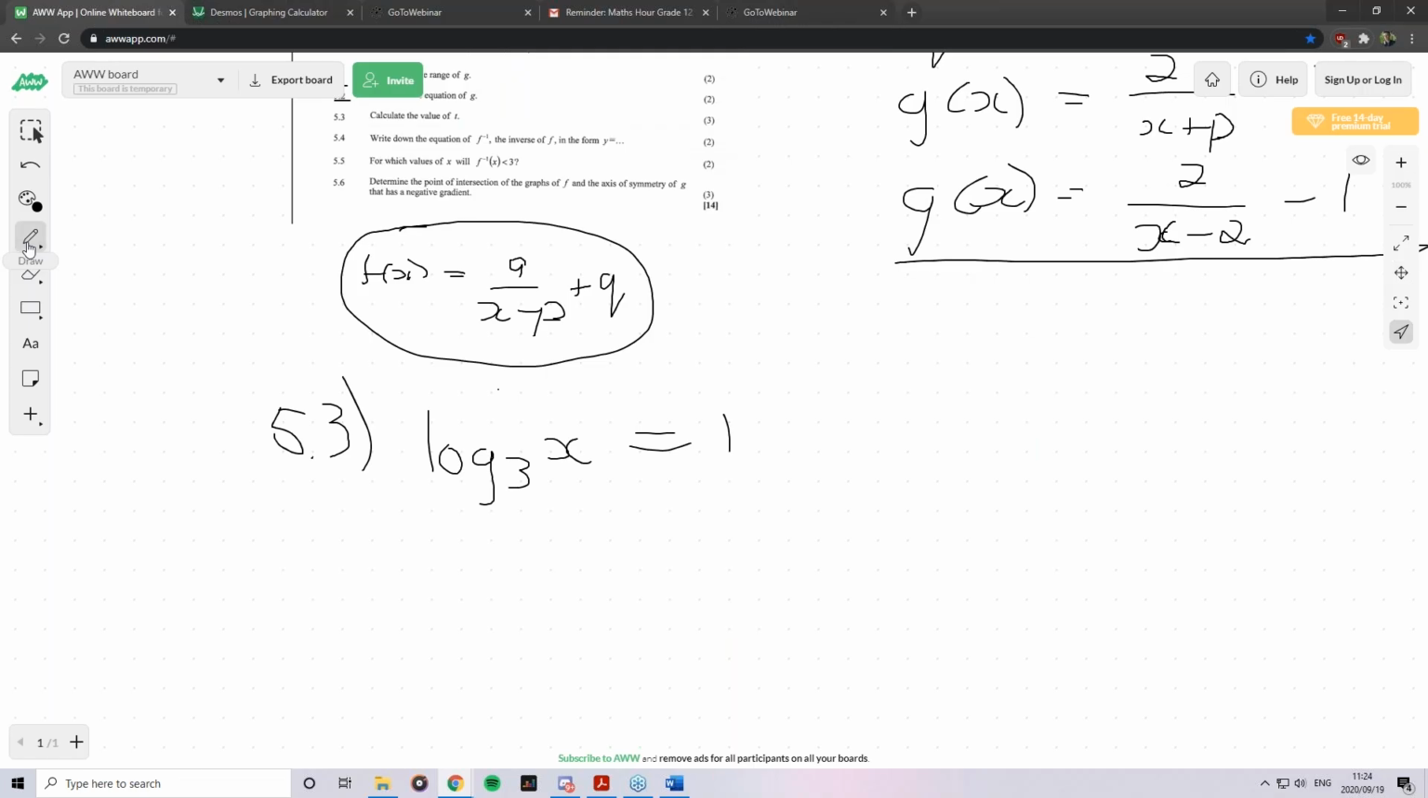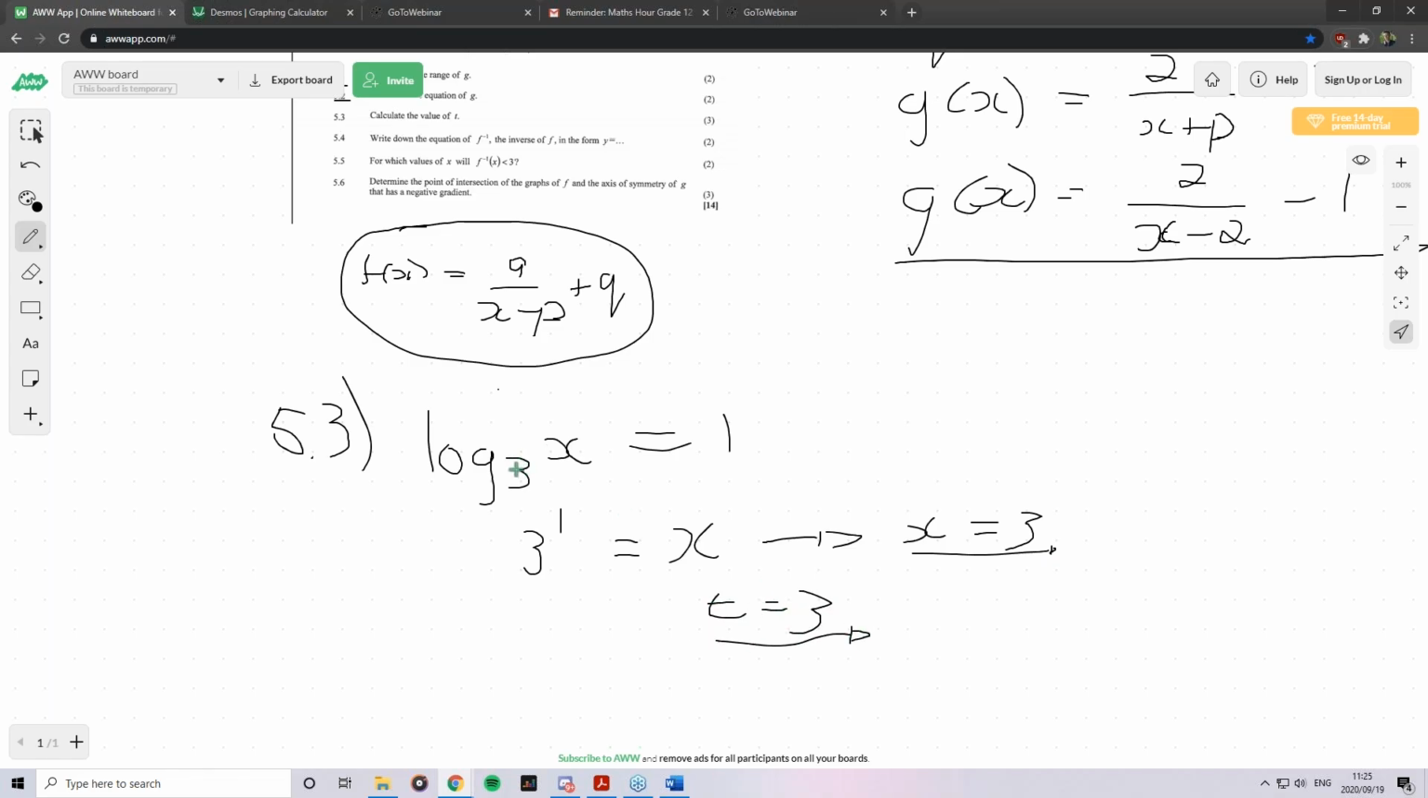Now, what this means, what do I raise 3 by to get to x? It's 1. So 3 to the power of 1 is equal to x. And this means x is just 3. But since they say the point x is just t, we just have t is equal to 3.